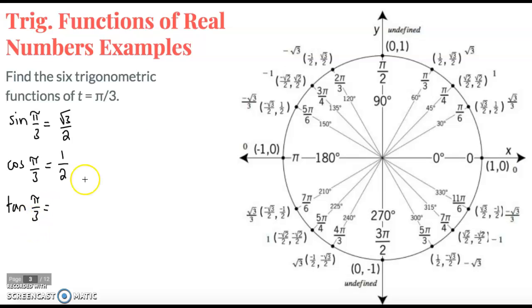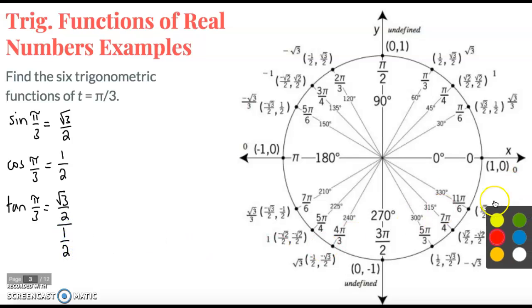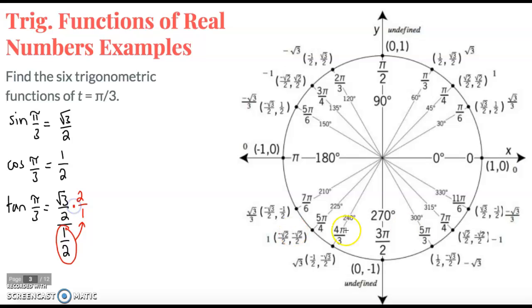And then for tangent, you do y over x, so square root of 3 over 2 over 1/2, and then to simplify, you flip and multiply instead. The nice part is that your 2's would cancel out, and so your answer for this one would just be the square root of 3.